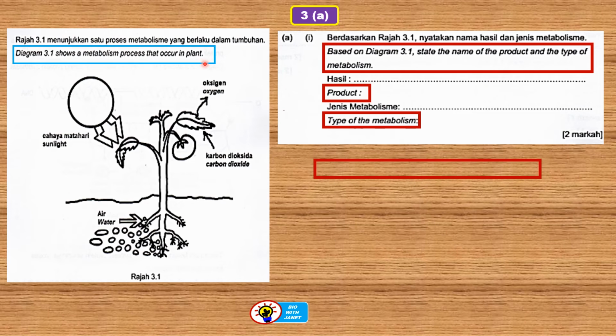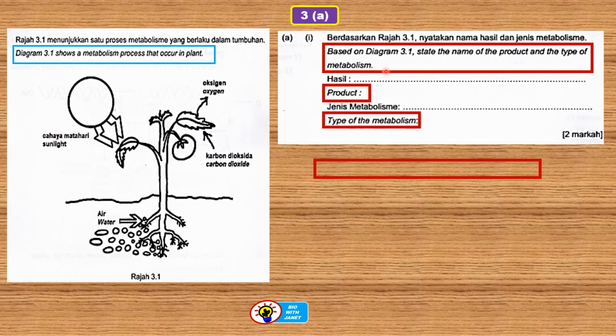Diagram 3.1 shows a metabolism process that occurs in a plant. Based on this diagram, you're asked to state the name of the product and the type of metabolism. Let's look at this diagram and study it for a while. Here you see the sunlight shining on the leaf. You see that oxygen is being produced, carbon dioxide is being taken in by the plant, and water is being absorbed by the plant. What do you think this process is? It's quite clear, with the sunlight involved, this process must be photosynthesis. So based on diagram 3.1, state the name of the product and the type of metabolism.